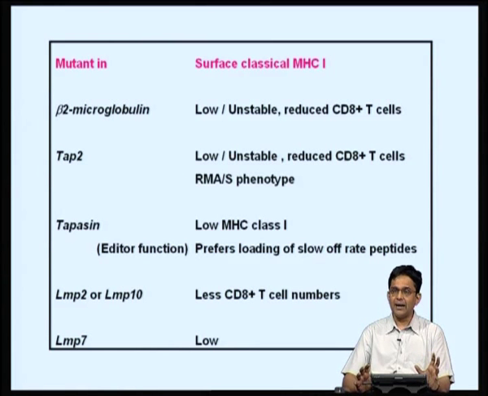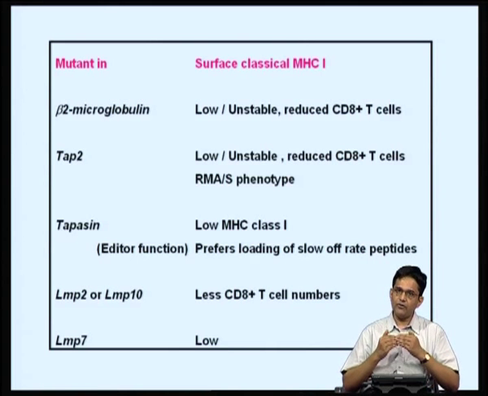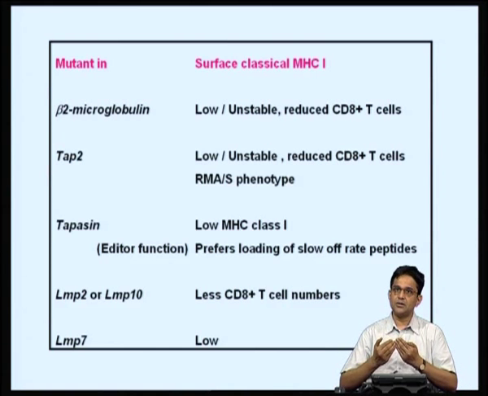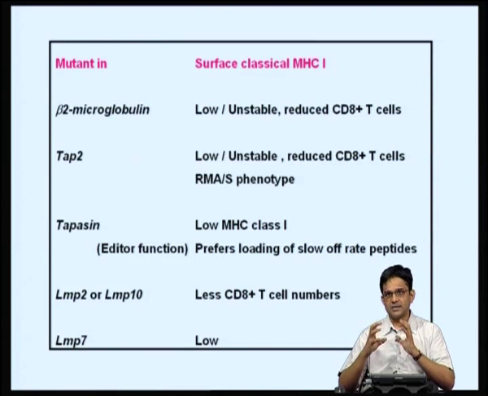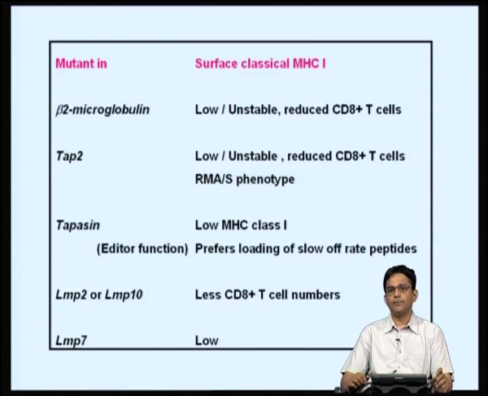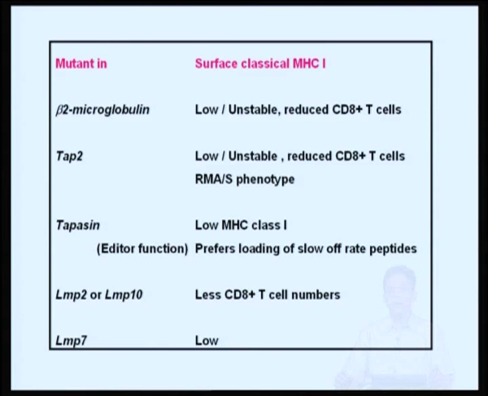Cathepsin has an editor like function. It prefers loading of slow off rate peptide. So, the slow off rate would mean that these peptides come off slowly from the MHC class 1 molecules. That means they bind fairly strongly, and so the structural integrity of these peptide MHC complexes is much stronger or better. So, this was shown actually in mice that lack Cathepsin.